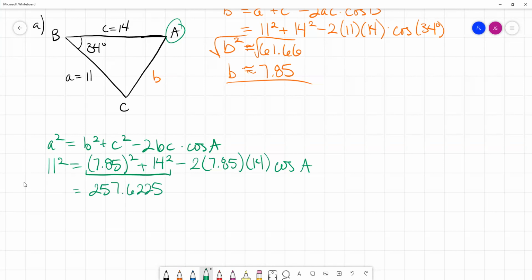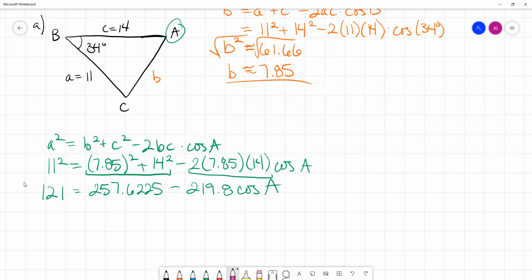Okay, and then 11 squared, we know that's 121 on the left-hand side. Next, I want to do this right here. 2 times 7.85 times 14. And that ends up being minus 219.8 cosine of A.